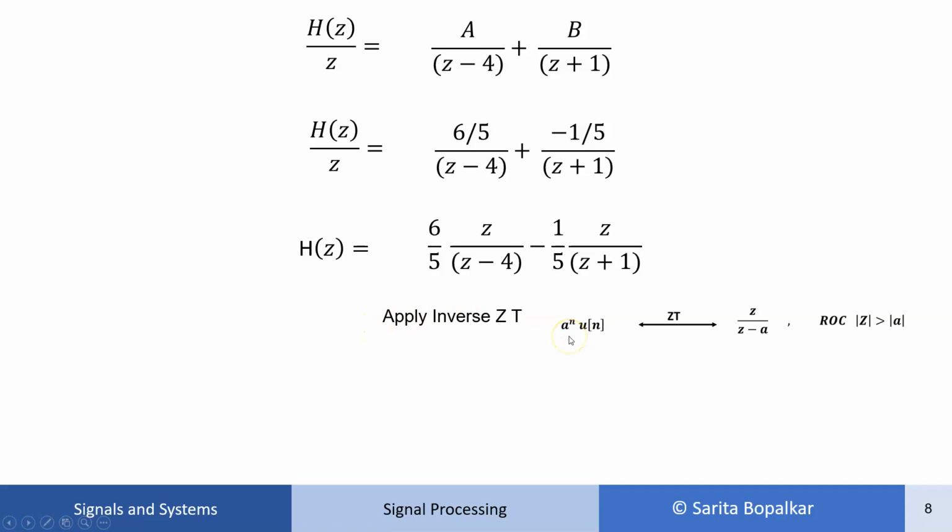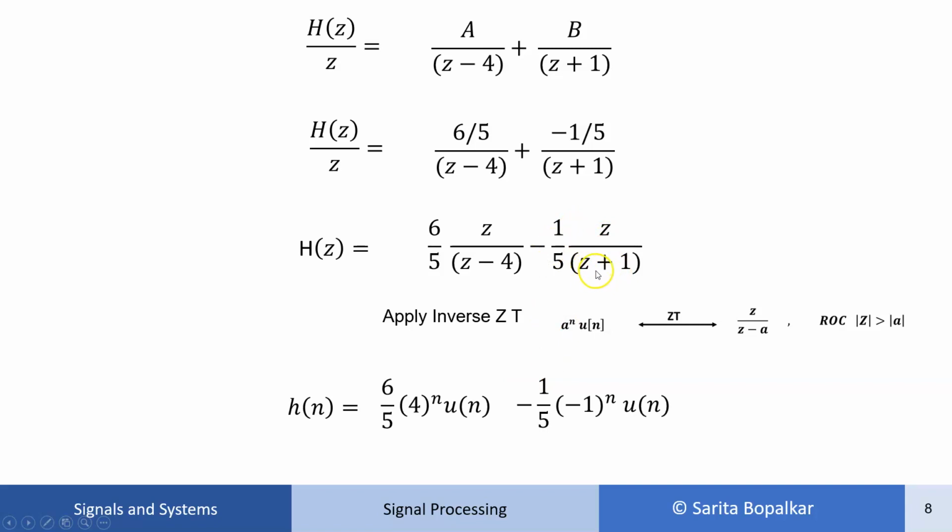Now apply inverse z transform to get h of n. We need to remember that a raised to n u of n has z transform z upon z minus a, ROC mod z greater than a. So z upon z minus a has inverse a raised to n u of n. We will apply that here. So a is 4 here, and h of n is equal to 6 by 5 as it is, a is 4, so 4 raised to n u of n, minus 1 by 5 as it is.